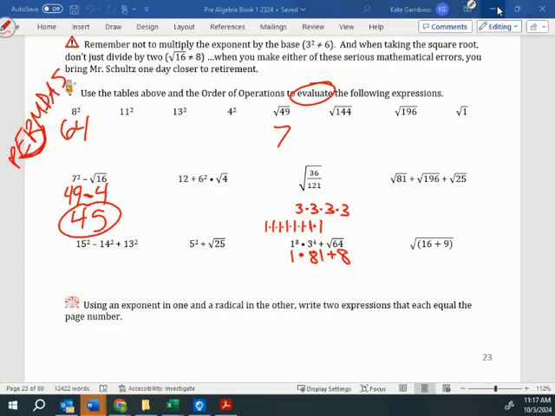On the bottom it says, using an exponent in one and a radical in the other, write 2 expressions that equal the page number. What is our page number? 23. Okay, so you have to write 2 expressions on the bottom. Do not forget to write your 2 expressions on the bottom. One using an exponent, one using a square root. You can use other operations to get to it.